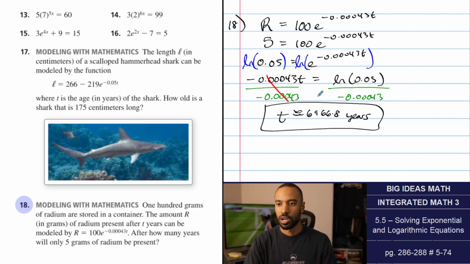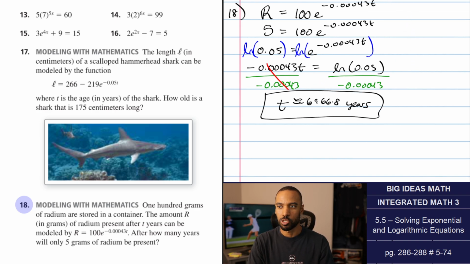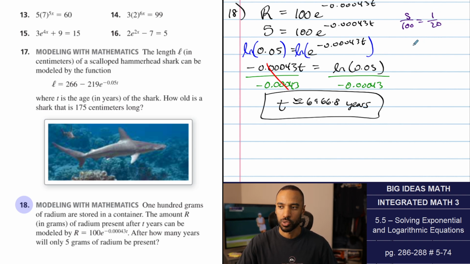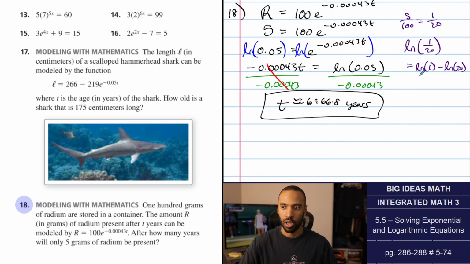Okay. As an alternative, this is just me expanding properties to have fun with it. I did this in a previous one. Remember that 5 over 100 is also 1/20th. Remember that we also natural log both sides. Well, I could rewrite the natural log of 1/20th also. Remember, that's a condensing thing, as natural log of 1 minus natural log of 20. And log of 1 is 0, so that would become negative natural log of 20.